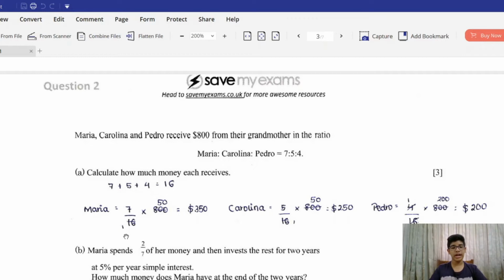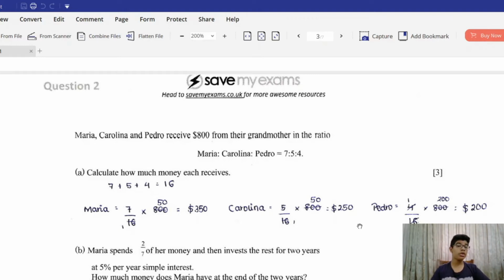So what's the value? Take 7/16 multiplied by 800. That would give us $350. That's the amount Maria receives. We're going to do the same for Carolina and Pedro, except that we're going to use their respective values. So for Carolina, you're going to use 5/16 multiplied by 800, you get $250. And for Pedro, you take 4/16 multiplied by 800 and you get $200.